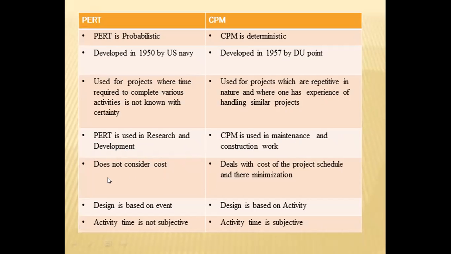PERT does not consider cost, but CPM deals with the cost of project scheduling and its minimization. PERT is based on events, and CPM is based on activities. In PERT activity time is subjective, and in CPM activity time is not subjective.